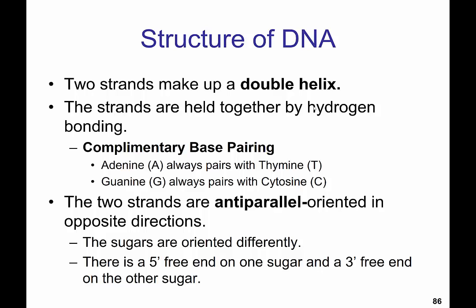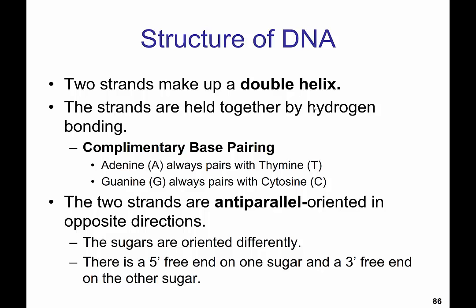Earlier in Chapter 2, we talked about how hydrogen bonds are weak individually but strong collectively. We'll see how this is really useful for the structure of DNA, since that double helix is unzipped to access the genetic information contained within that DNA. There is complementary base pairing within DNA. Adenine always pairs with thymine, and guanine always pairs with cytosine.